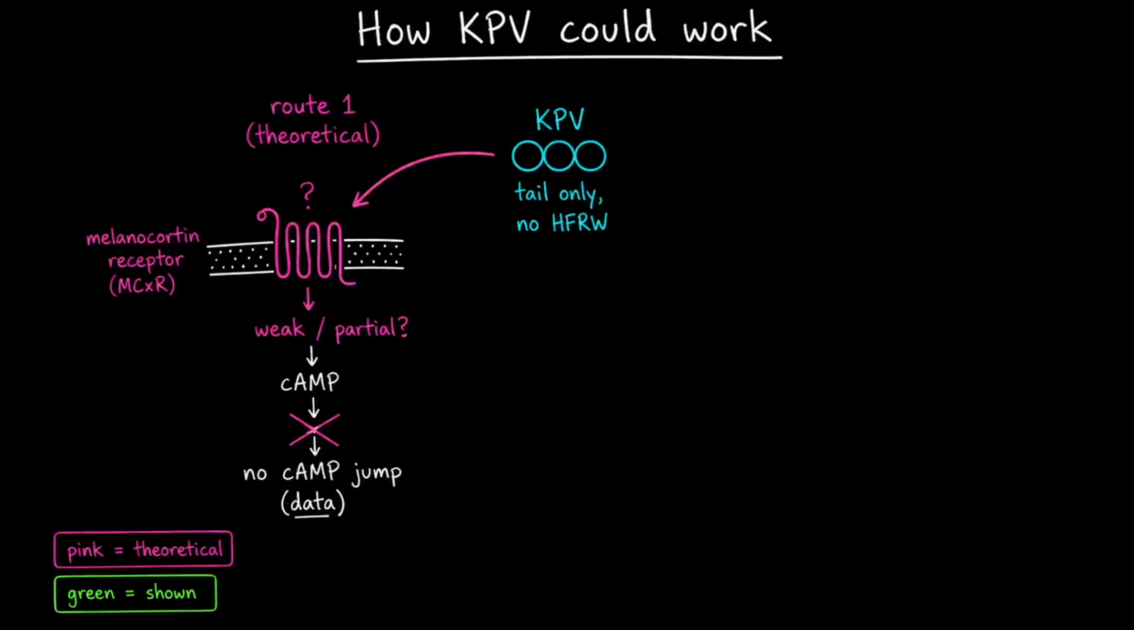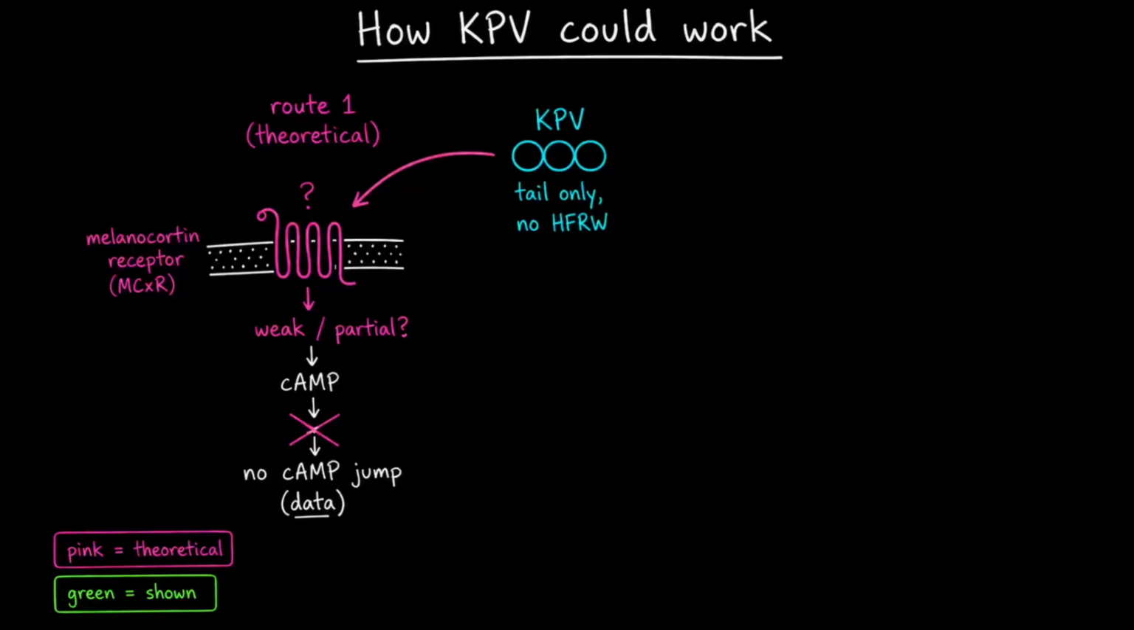Okay, so KPV is just the tail end of alpha-MSH. It's missing the HFRW core. So how is it doing anything at all on its own? There are two competing explanations for this. I'll show you the first one on the left in pink. It says that KPV is still somehow finding its way onto a melanocortin receptor, binding weakly or incompletely. So just that little tail piece is maybe able to activate it partially.